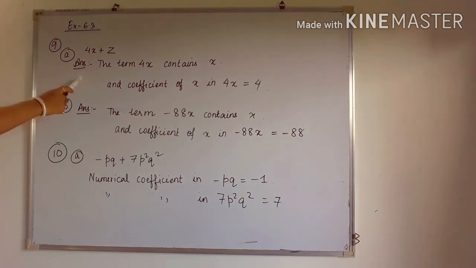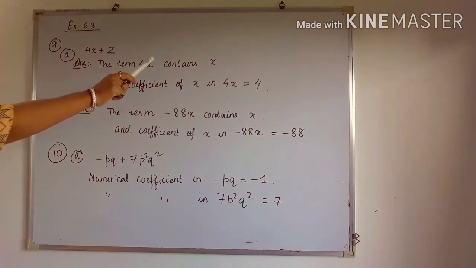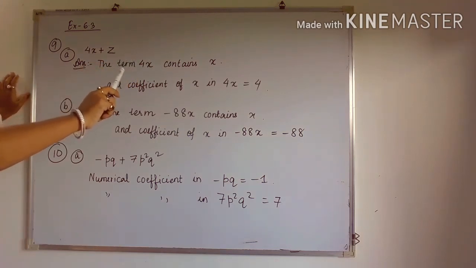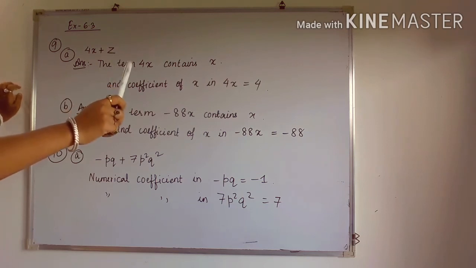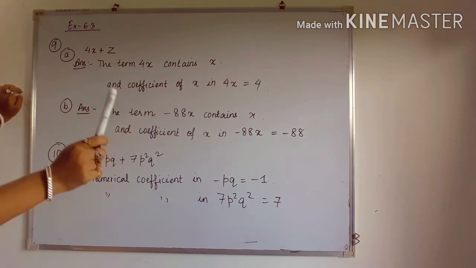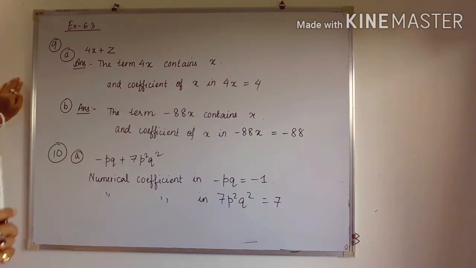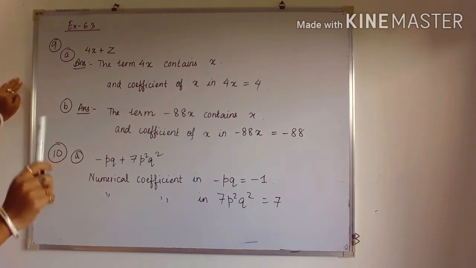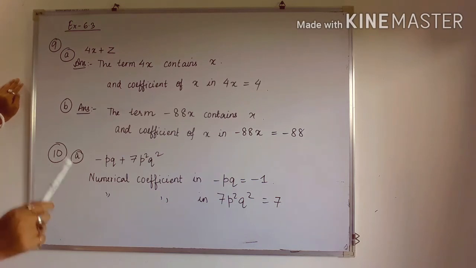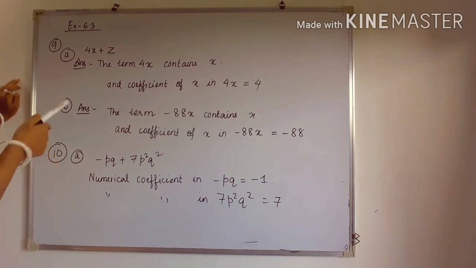So in part A, you can see this question, 4x plus z. There are two terms, the first term is 4x and the second term is z. As you can easily see here, the term 4x contains x. So you have to write which term contains x. Don't follow the answers which are given at the back of your book. Write your own answer. This is my suggestion to you. You can check the answer whenever you are doing the calculation part. In the calculation part, you can check the answer after solving, but don't look at the answer in these cases.